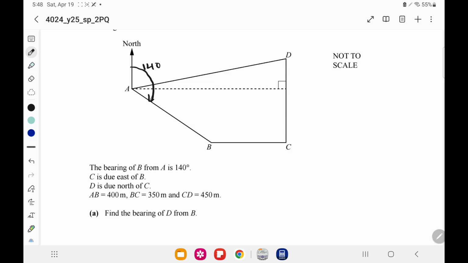A to B, you can check. C is due east, D is due north of C, AB is 400 meters, and BC is 350 meters. All right, now find the bearing of D from B. From B and D, just draw a line between B and D. From B means draw north at B and end at D.